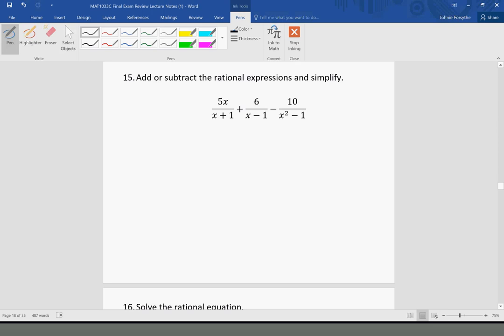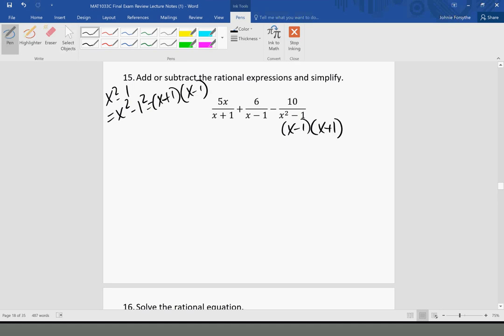Okay, so to figure out our common denominator, let's make sure we factored all the denominators so we can know what factors we have to work with. So the first two can't factor, but this third one we can factor. This is the difference of two squares. That's the same thing as x minus 1 times x plus 1. Because x squared minus 1 is x squared minus 1 squared, which is x plus 1 times x minus 1.